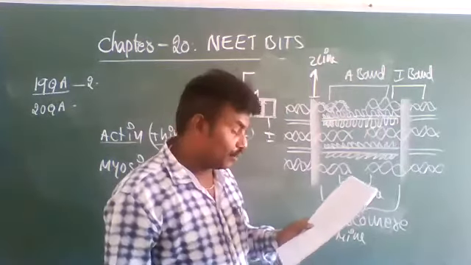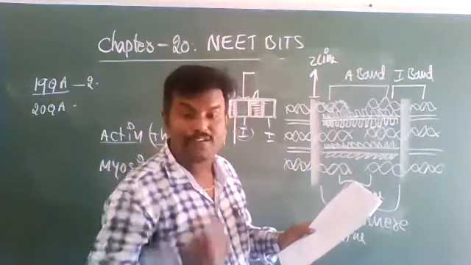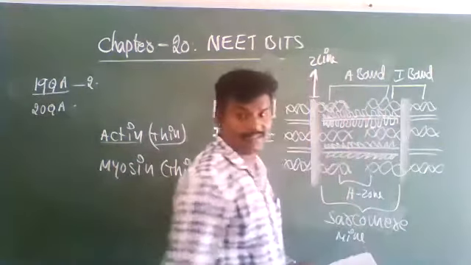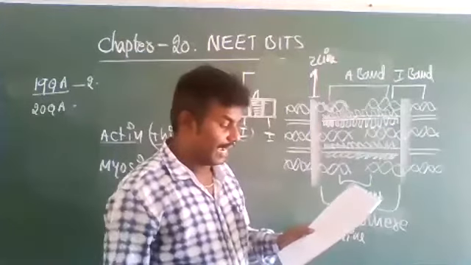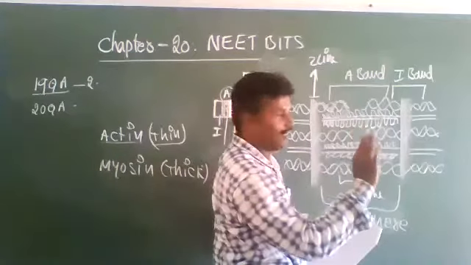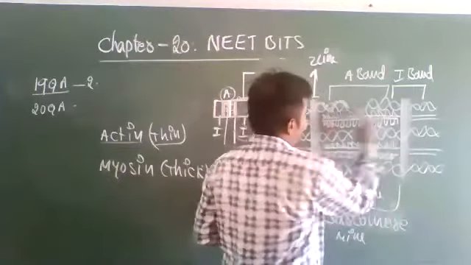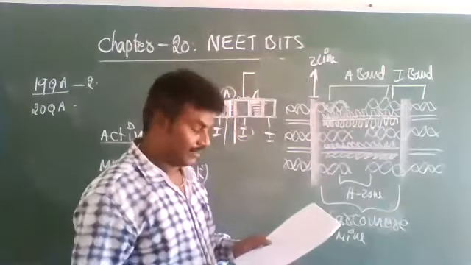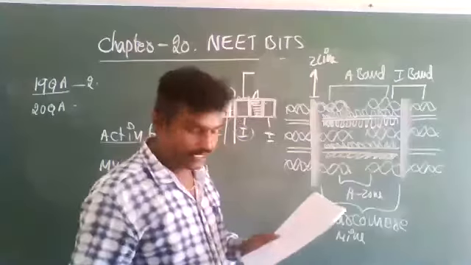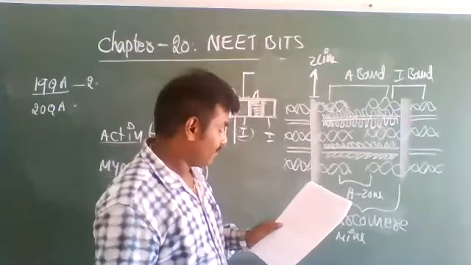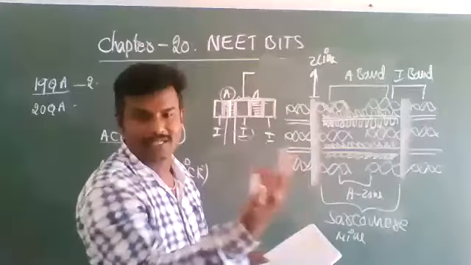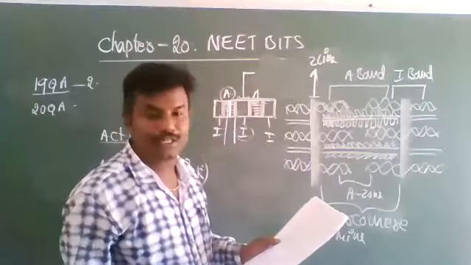Come to the second option: half A band and 2 half I bands. Half A band is not right. The full A band is there. And 2 half I bands, the I band they gave is correct, but the A band was full, not half. So the second option is wrong. Third option, half A band, starts the same as the second option, so no need to consider it.